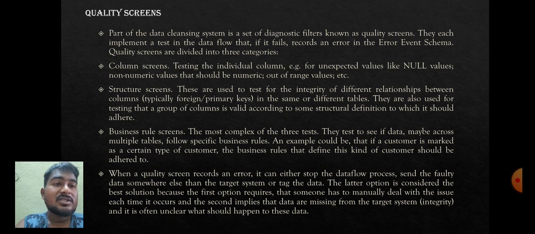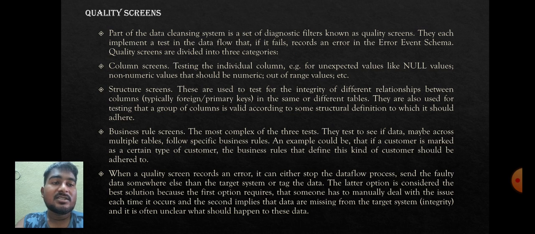They test to see if data, maybe across multiple tables, follow specific business rules. An example could be that if a customer is marked as a certain type of customer, the business rules that define this kind of customer should be adhered to. When a quality screen records an error, it can either stop the data flow process, send the faulty data somewhere else than the target system, or tag the data.